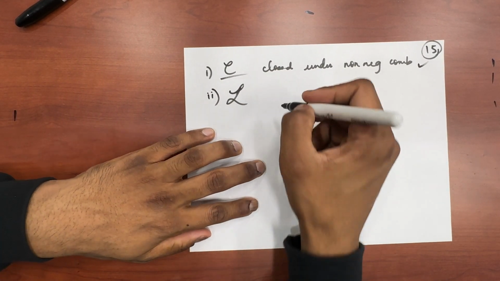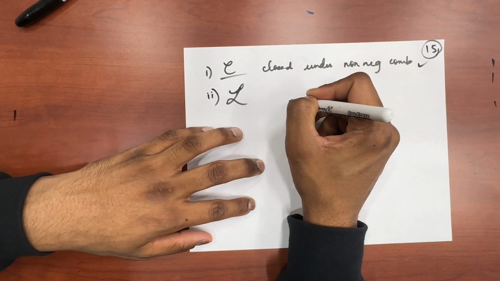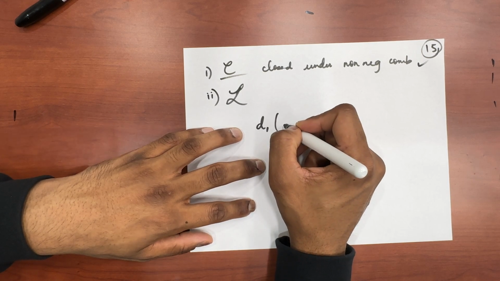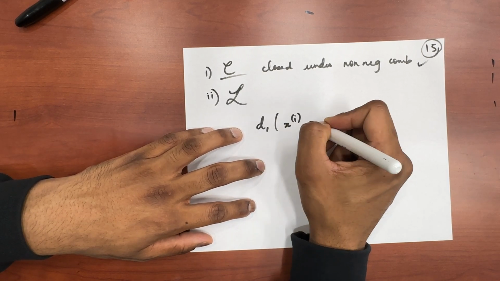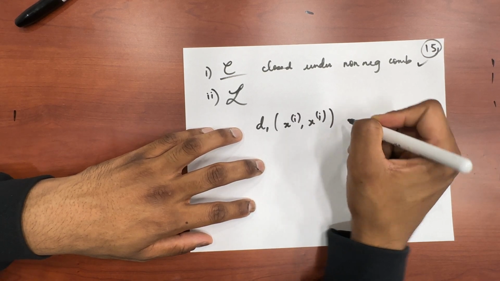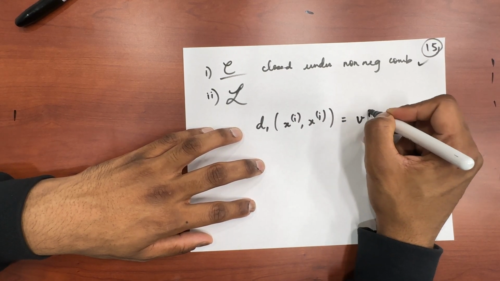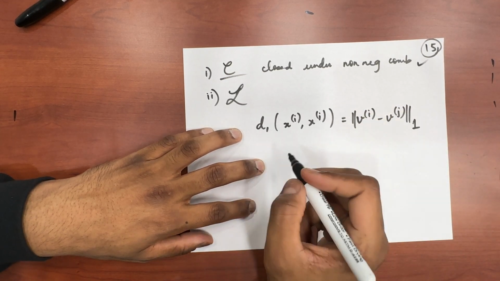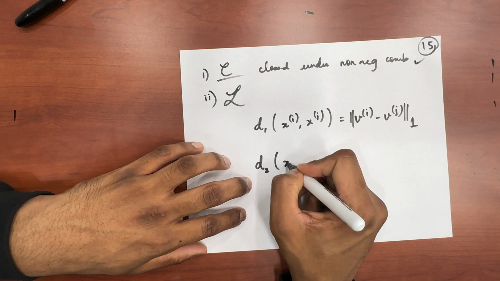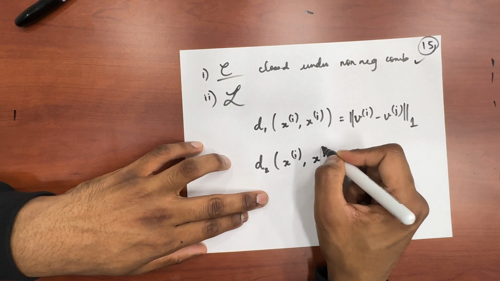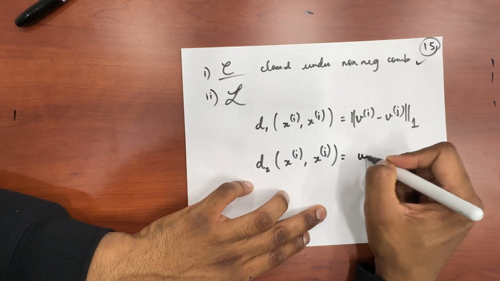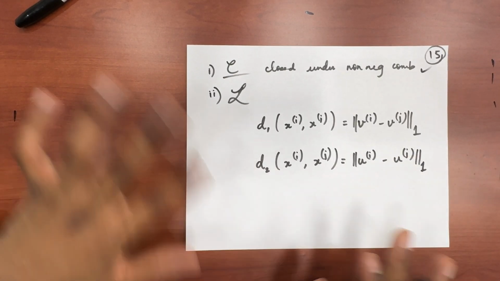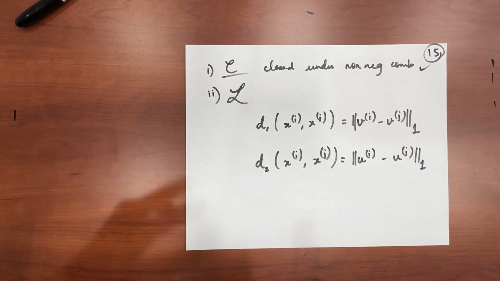How about L? Let's say I have a metric D1 such that it takes xi and xj and maps it to vectors vi and vj. Right? This is number one. I have a D2 which takes xi and xj and maps it into ui and uj. Right? These are two different L1 metrics.